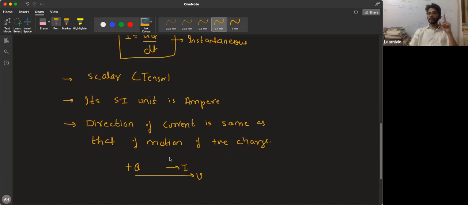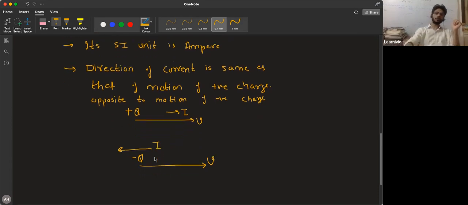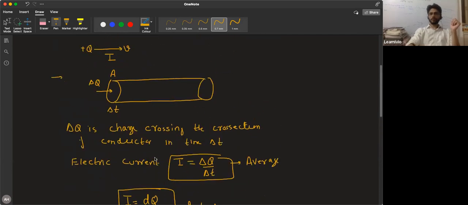But if you have a negative charge, then the direction of current is opposite to the motion of negative charge. So if you have a negative charge minus q, moving in this direction with a velocity v, that means current will flow in the opposite direction. Direction of current is exactly opposite to that of motion of negative charge. So this is the basics of current.